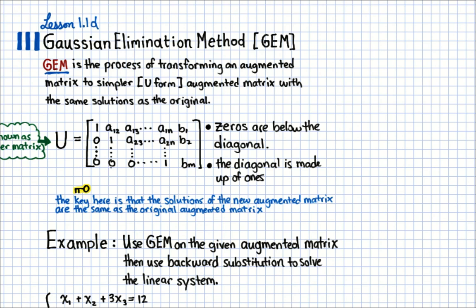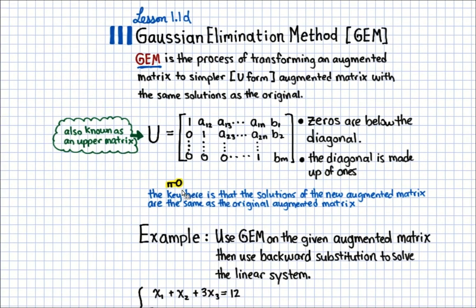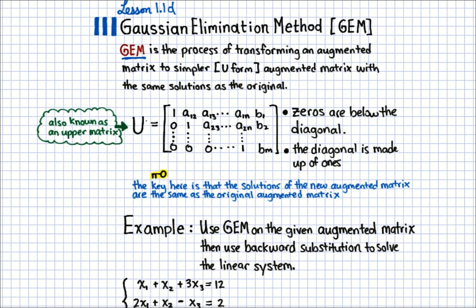And so that's going to be important in the future, because in the future we're going to encounter what are called lower matrices, L matrices, and U matrices, which are these upper matrices. We won't have to worry about that for quite some time, but that's what we're going to be covering much later. Okay, so again, U in this case is also known as an upper matrix.